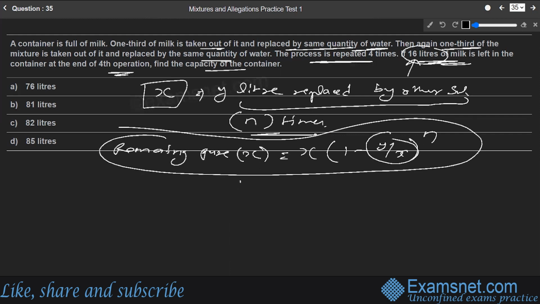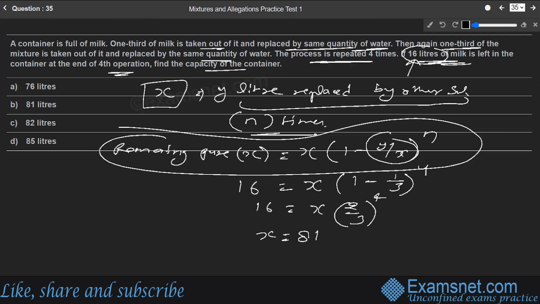So what we can write here is 16 is equal to x, the originally available pure milk whose value is not given, multiplied by 1 minus y over x, which is one third as they say, so it has to be 1 by 3, to the power n, that is 4 times. If you solve this equation further, this gives us 16 is equal to x into 2 by 3 to the power 4. If we solve this further, x is equal to 81 liters. So originally the container had 81 liters of milk. That's what they asked: find the capacity of the container.